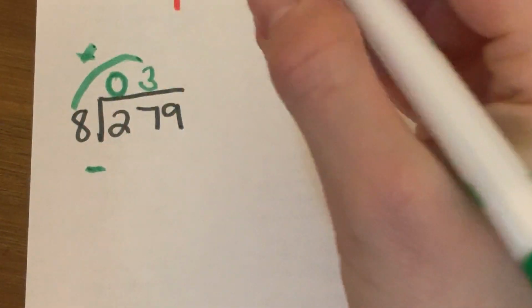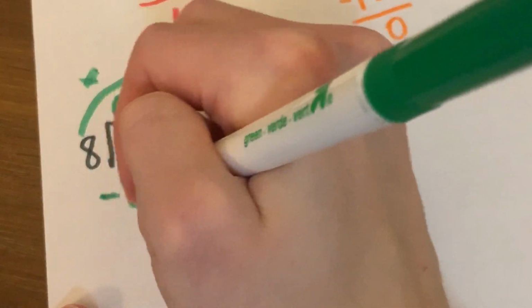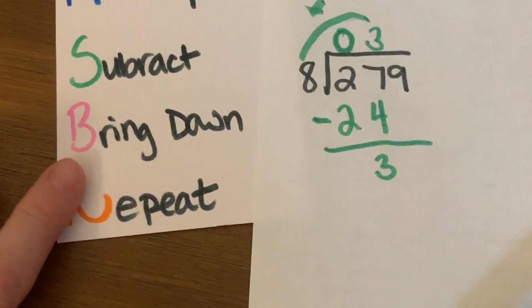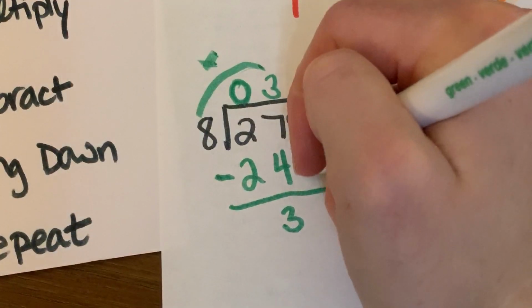8 times 3 is 24. I'm going to subtract 24. And then I have 3 left over. Then I'm going to bring down that 9.